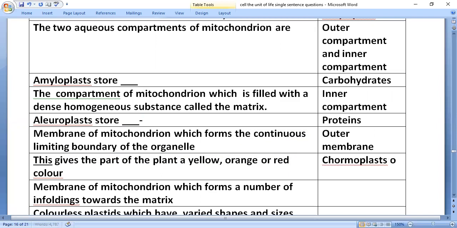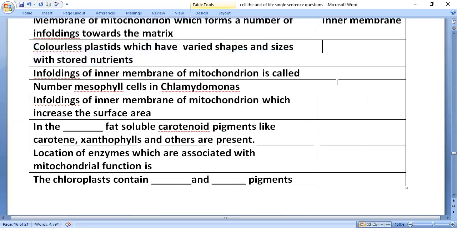Chromoplast of plastids. Membrane of mitochondrion, which forms a number of infoldings towards the matrix: inner membrane. Colorless plastids, which have varied shapes and size with stored nutrients: leucoplast. Infoldings of the inner membrane of mitochondrion are called cristae. Infoldings of the inner membrane of mitochondrion which increase the surface area are called cristae.